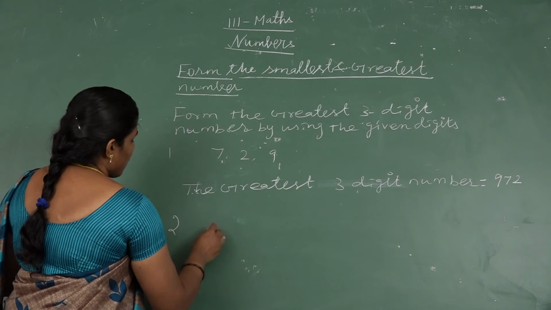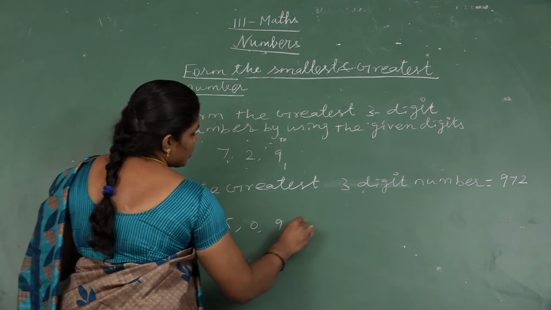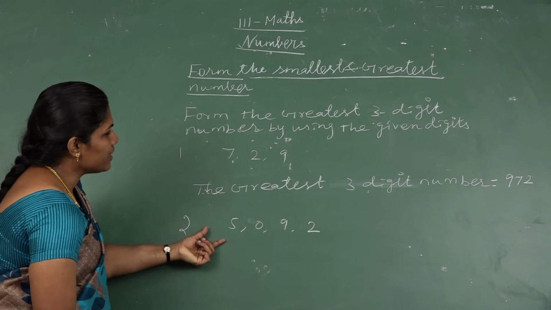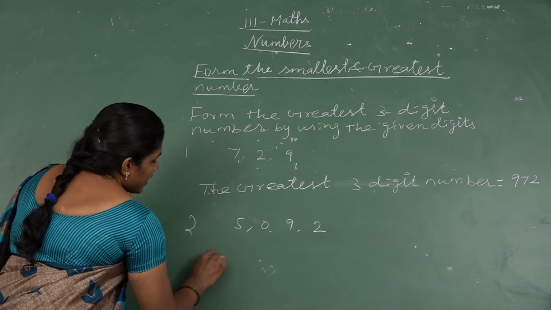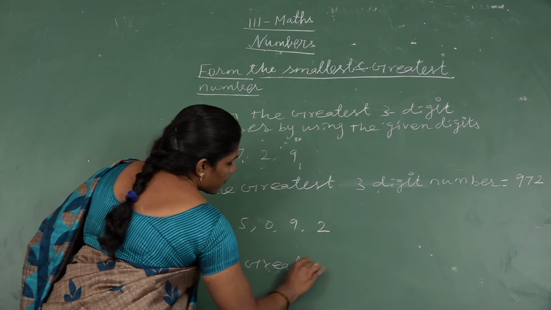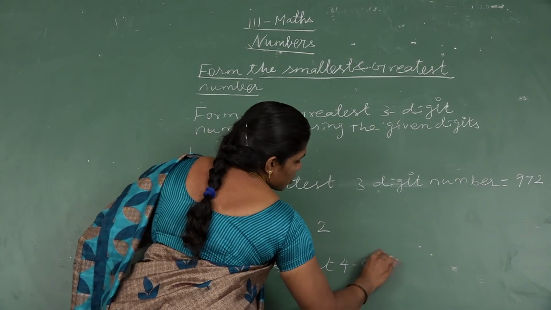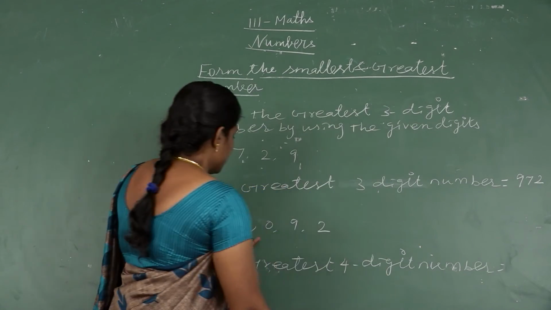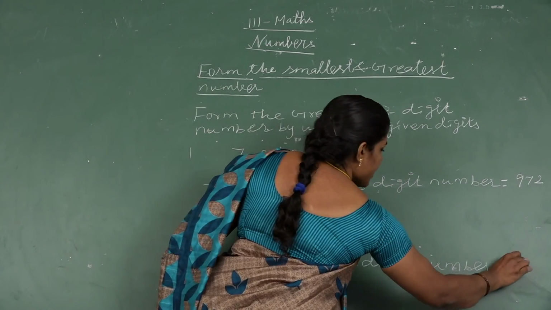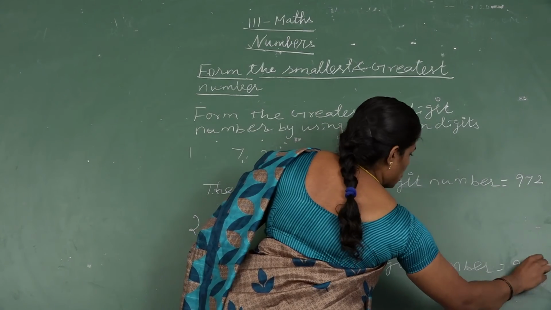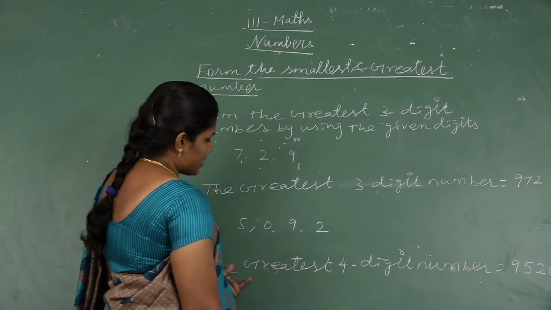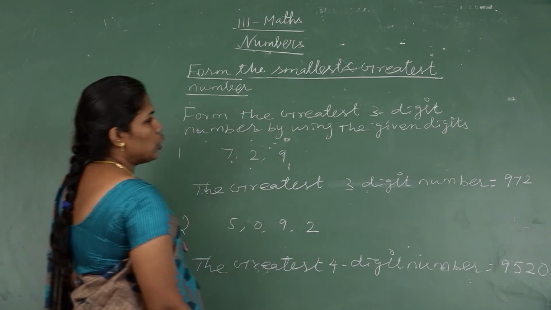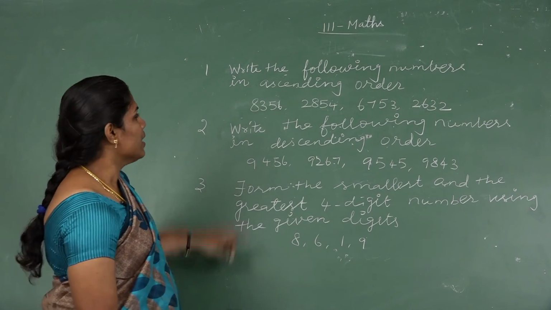Another example: 5, 0, 9, 2. This is a 4-digit number. The greatest 4-digit number. See these numbers, which is the biggest? 9, 5, 2, 0. The greatest 4-digit number is 9520.